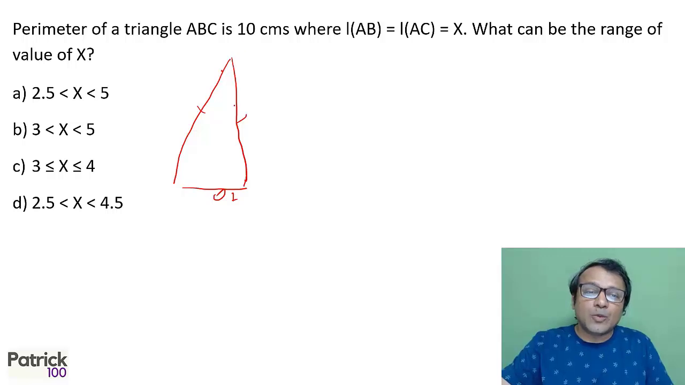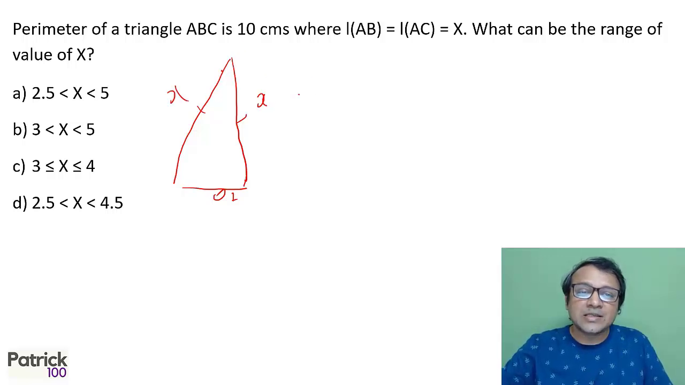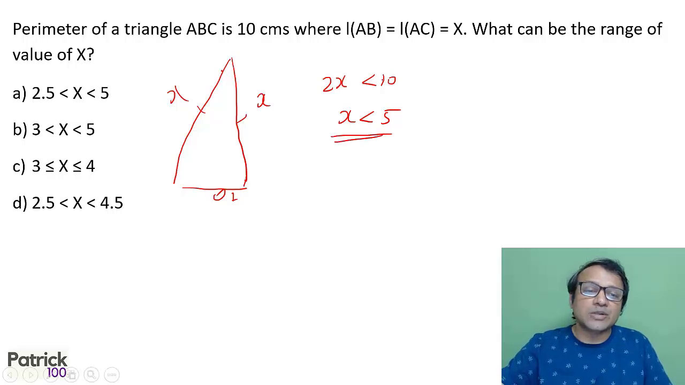So it means the two big values are x and x. So 2x will be a little less than 10. So x maximally will be a little less than 5. So just less than 5 is possible. So that means A and B options.